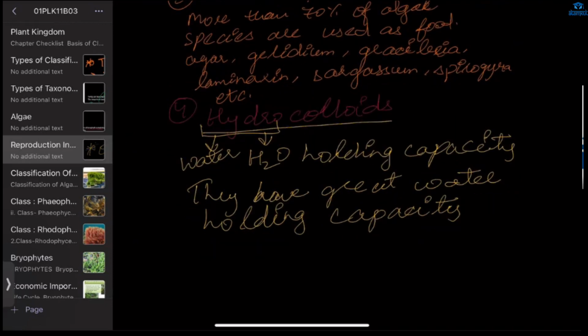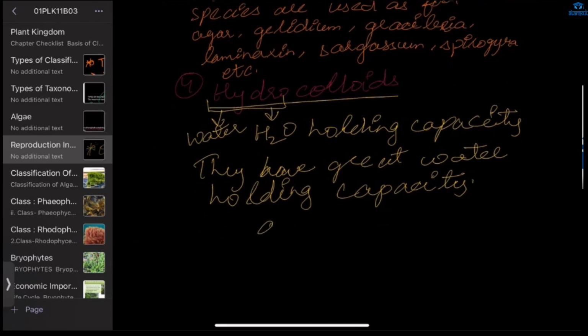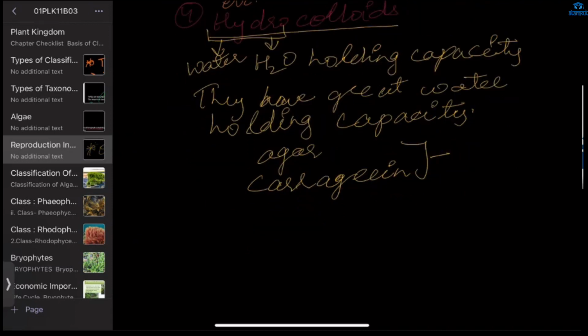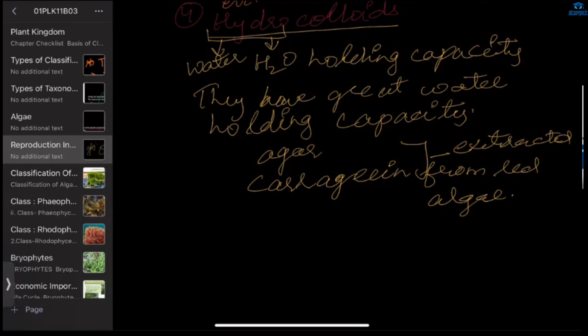So because of their great water holding capacity, they are used for making gel. What kind of gel? Which is an edible gel. And how is that gel made? From agar. Again I am writing agar and carrageenan. Okay, so these two are very famously used for making gel, and these are extracted from red algae. So next important is they are a very good source of iodine.